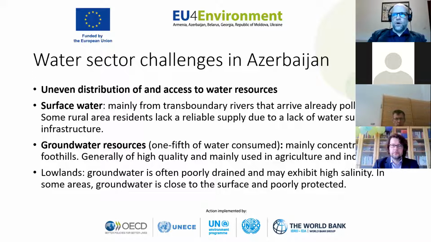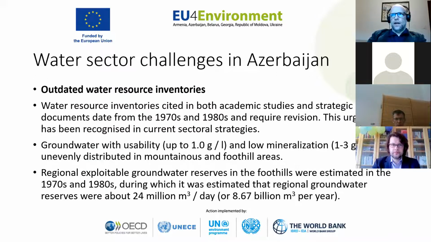On the other hand, groundwater resources are mainly concentrated in the foothills, and they're of higher quality, whereas in the lowlands, they're poorly drained and often exhibit high salinity, or even closer to the coast, some infiltration from salt water.